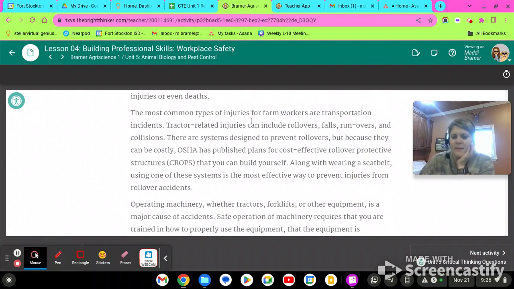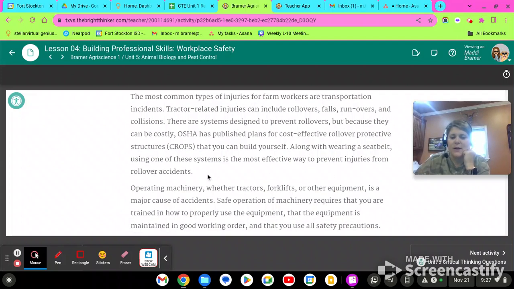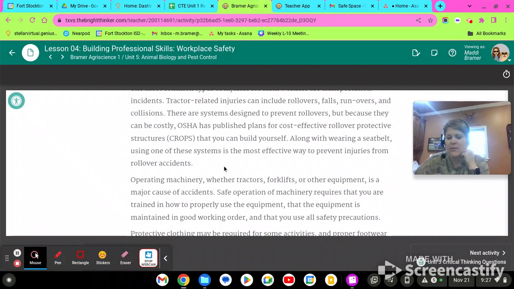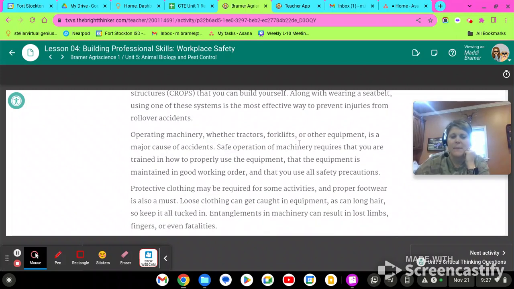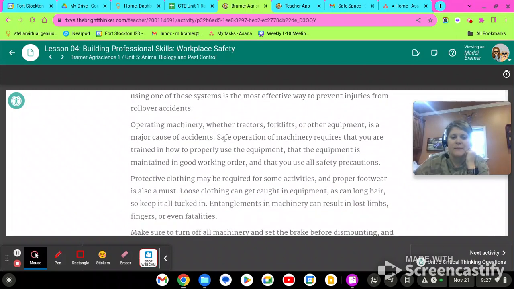So the most common types of injuries for farm workers are transportation incidents. So that's tractor-related: rollovers, falls, being run over, collisions. This equipment is really loud, so it's hard to hear. OSHA has published plans for cost-effective rollover protective structures that you can build yourself. Wearing a seatbelt helps. They've got cabs now on most of these tractors to help prevent that. So we've come a long ways.